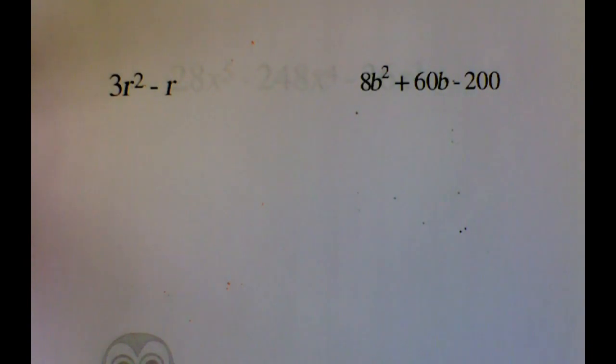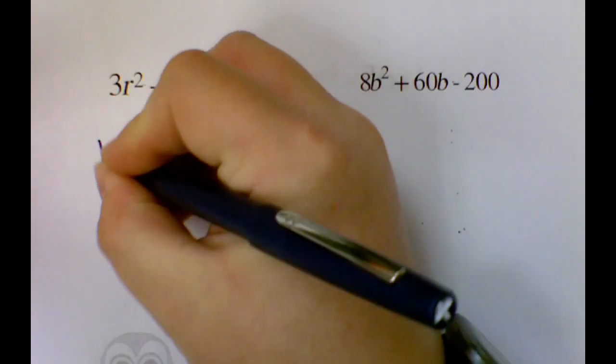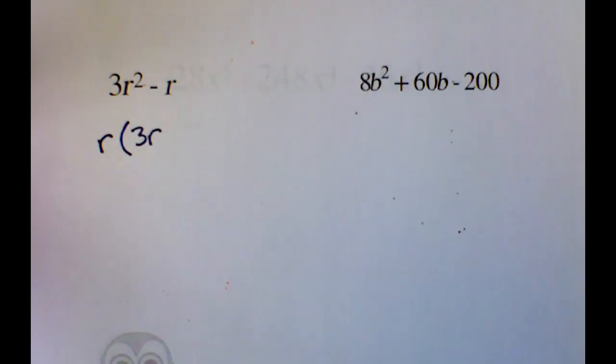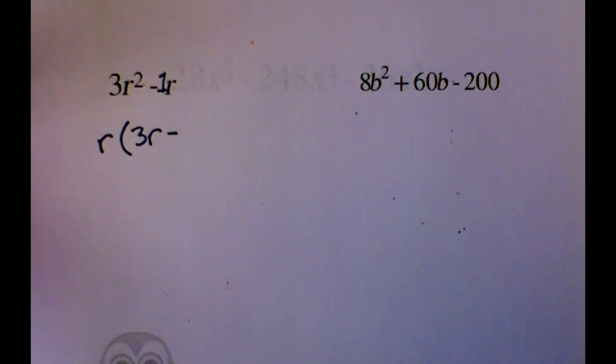All right, for 3r squared minus r, always, always, always remember to check for GCF first. I forgot to remind you on that last one, but always look for GCF first. I can take an r out of both of my terms. So if I take an r out of 3r squared, I'm left with 3r. If I take an r out of minus r, remember there's that invisible 1 in front of it, so it's just a minus 1. And that's all I can do.